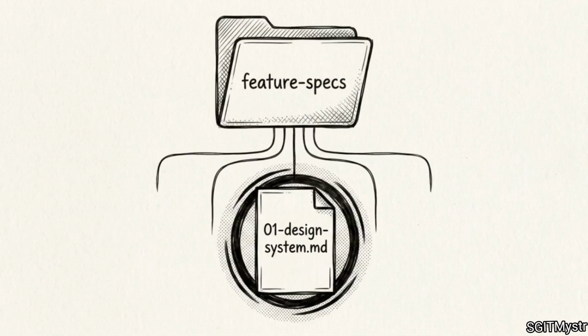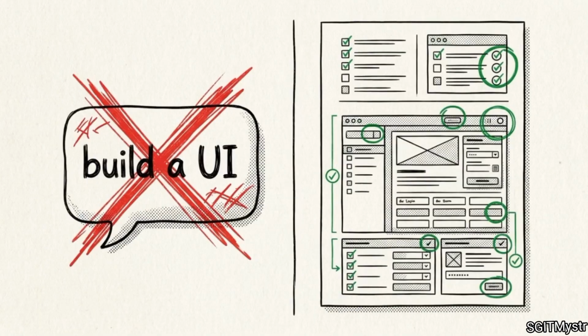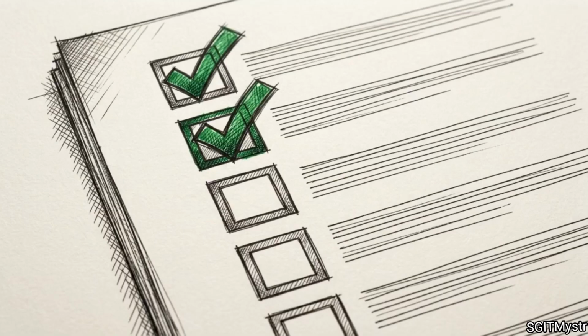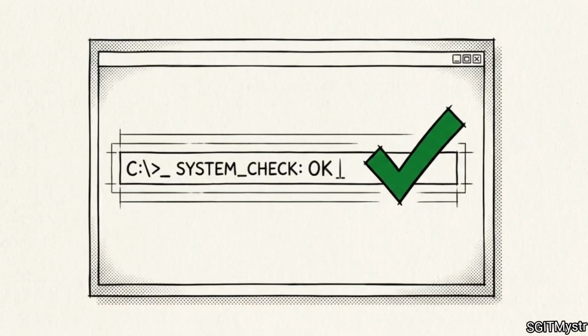Create a Feature Specs subfolder and our first task, 01-designsystem.md. Senior devs demand precision. Vague prompts invite guessing. A feature spec defines the exact goal, implementation details, and a verification checklist. In this first spec, we'll list the requirements, install Shadcn UI, configure the dark theme, and add a checklist for verifying that the build passes without errors.